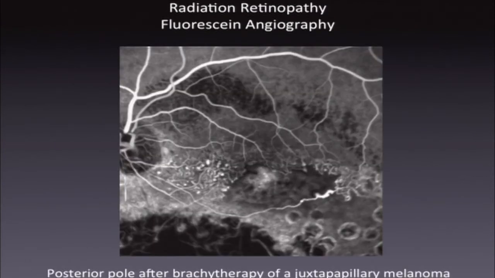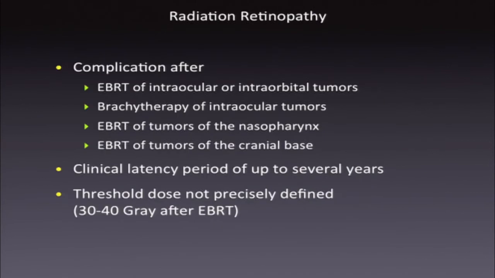This is very clearly to be seen in that fluorescein image of a patient who had brachytherapy of uveal melanoma, and you can see all the stages of radiation retinopathy in this image. This is some capillary closure. These are microaneurysms. These are complete closure of all retinal vessels, and this is choroidal atrophy and occlusion of the choriocapillaris. So when can that happen?